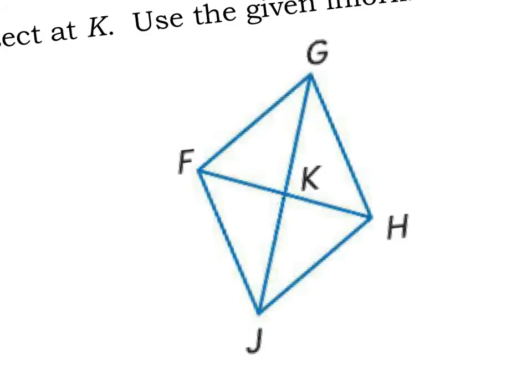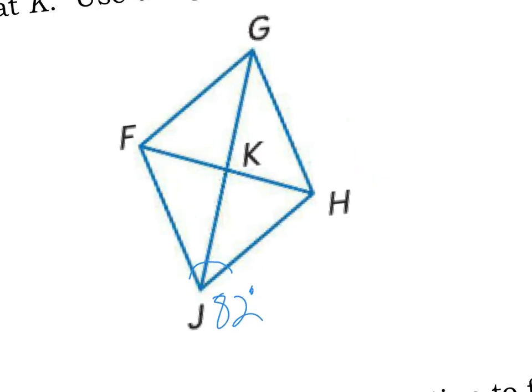So in this next example, I'm given that this is a rhombus, and it says FJH is 82 degrees. So this angle right here is 82 degrees. And with that information, we're trying to figure out what angle KHJ is.